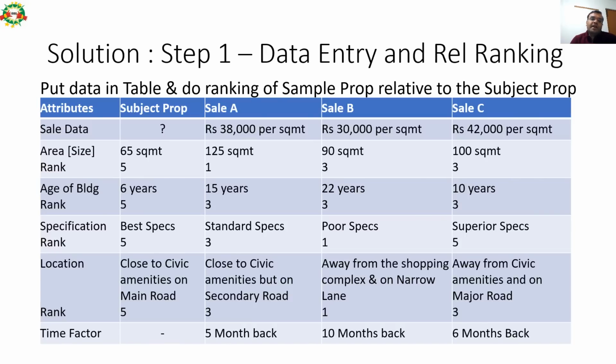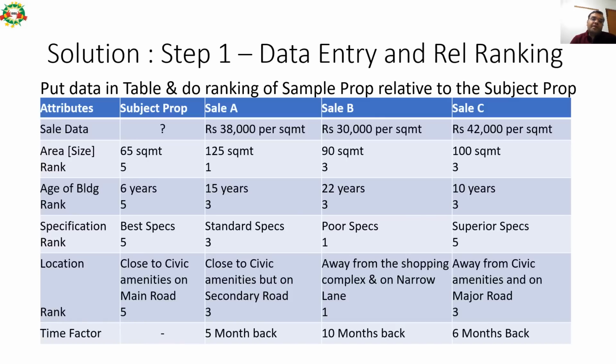Then the area of the subject property and the three sample properties has been given in the question. Our subject property has the lowest area, 65 square meters. If we refer to the indicative ranking table discussed in the previous slide of the session, this property will get the highest rank of 5. However, property number A has 125 square meter of area, so it will fall in the third category of poor area, so it will get the lowest rank of 1, and the other two properties, 90 and 100 square meter, will fall in the second category of the area segment, so they will get a middle ranking of 3.